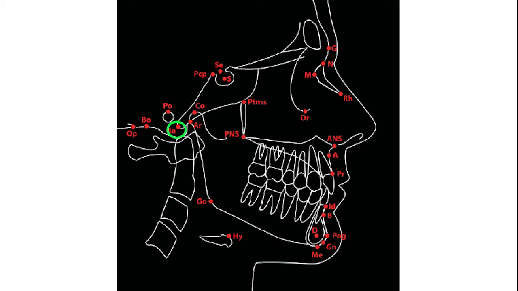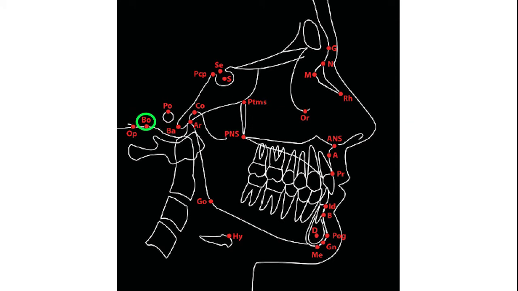Basion, BA. The most inferior point on the anterior margin of the foramen magnum in the mid-sagittal plane. Opisthion, OP. It is the most inferior point on the posterior margin of the foramen magnum in the mid-sagittal plane.